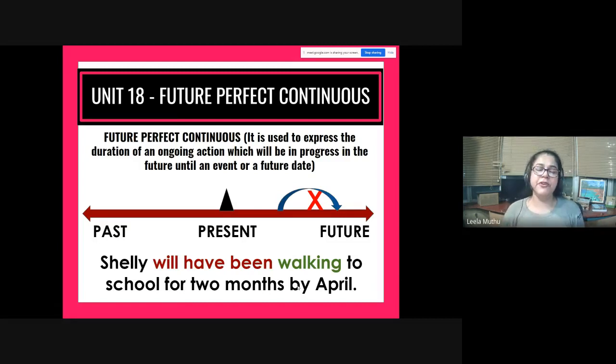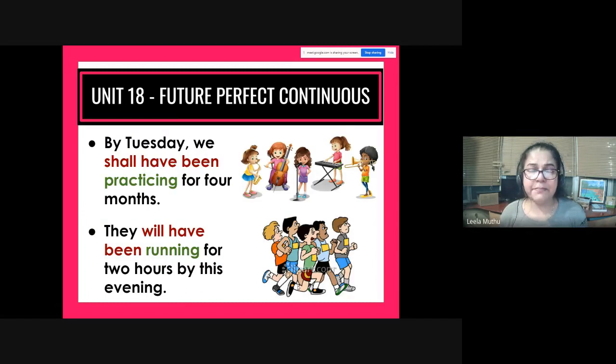Okay, children, if you're asked to identify what type of tense it is, you just have to know subject with will have been, shall have been, plus the ing form of the verb will tell you that it is in the future perfect continuous. Okay? Now let's look at examples.